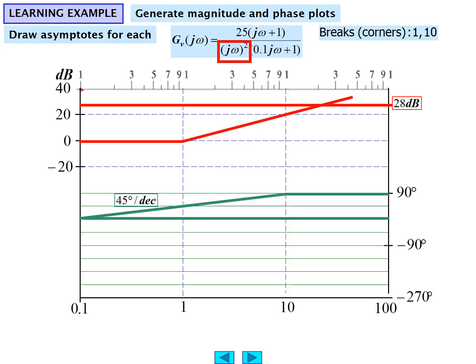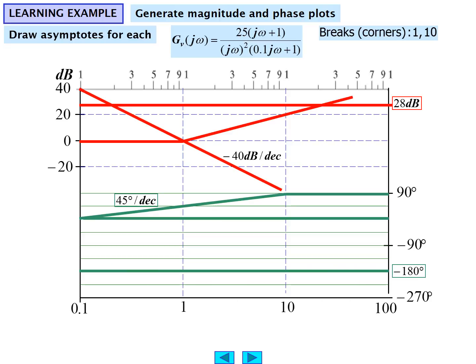The (jω) squared term is a second order term, and that's going to produce a much larger slope, and that slope is going to be minus 40 dB per decade. At omega equals 1, it will be 0 dB, because the magnitude of (jω) squared at omega equals 1 is 20 times the log of 1, or 0. But it's minus 40 dB per decade, as we see here. The phase angle would be minus n times 90 degrees, so that's minus 180 because n is equal to 2.